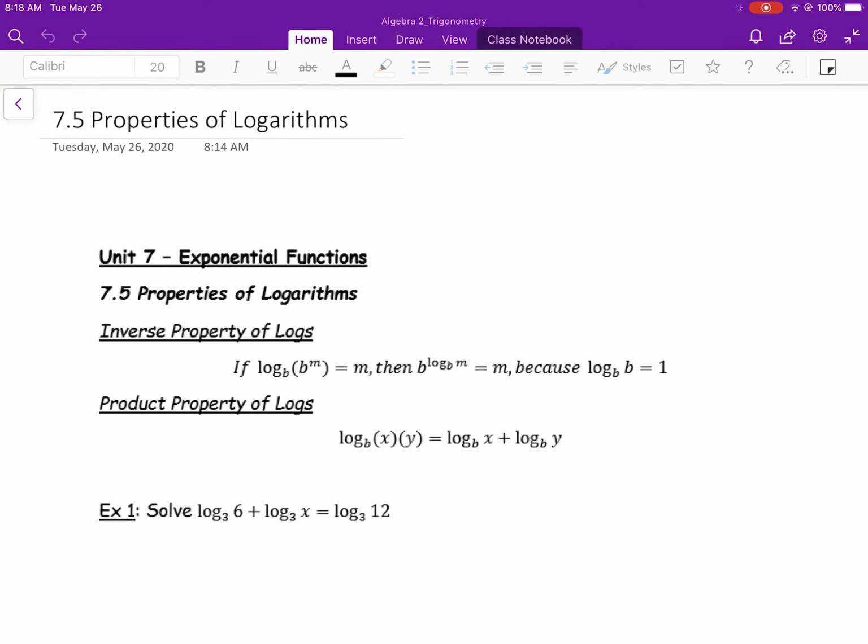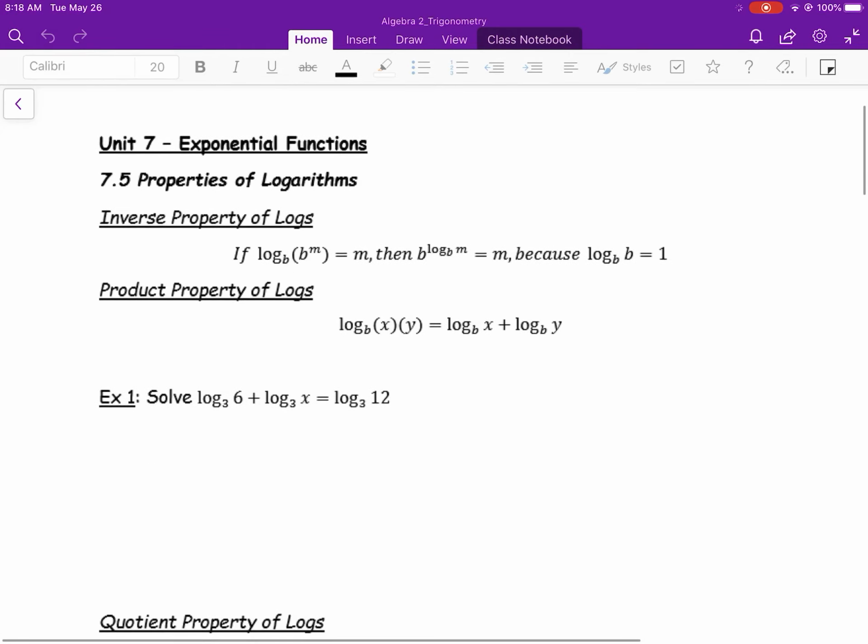Alright, good morning. So we are doing 7.5 properties of logarithms. A couple properties here that help us solve these problems. So the inverse property says we have log base b of b to the m power equals m, then b to the log base b of m is equal to m, because log base b of b equals 1. Sounds exhilarating. You'll see it makes sense in practice.